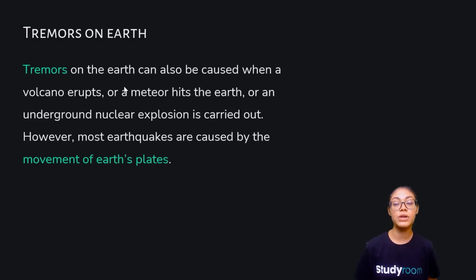Now, tremors on the earth can also be caused when a volcano erupts, or a meteor hits the earth, or an underground nuclear explosion is carried out. There are numerous experiments on nuclear explosions which are carried out underground and can cause some tremors in the earth's crust. However, most earthquakes are caused by the movements of the earth's plates. So that is the main cause, but there are some other secondary causes as well.